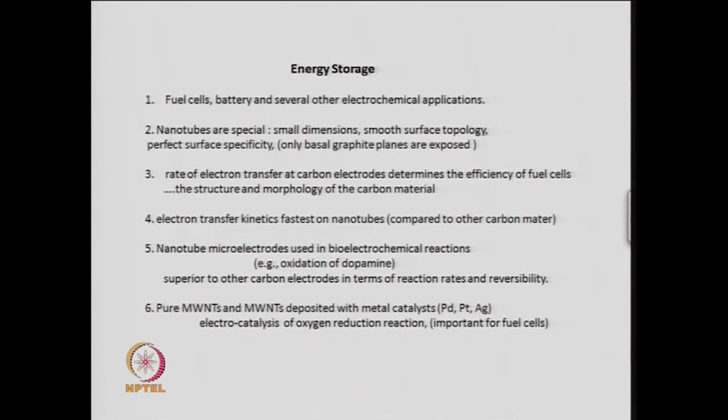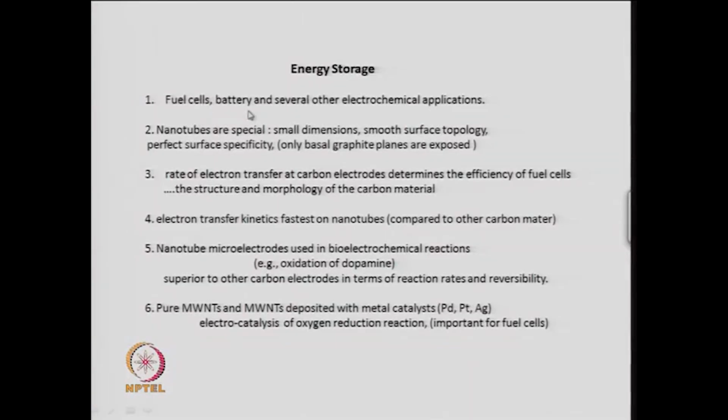Now, coming from field emission or from displays to energy storage, it is known that we need to store energy to make the electric vehicles run for a long distance. So, if you need batteries for cars etc., you need to have energy stored in the batteries to a much larger extent. So, fuel cells, battery and several other electrochemical applications where energy has to be stored, there also carbon nanotubes have found their importance.